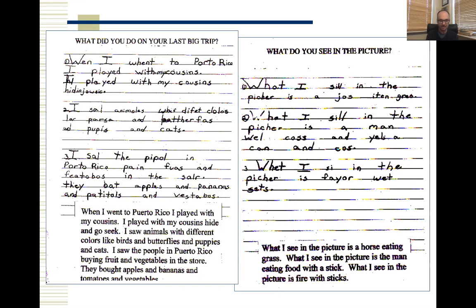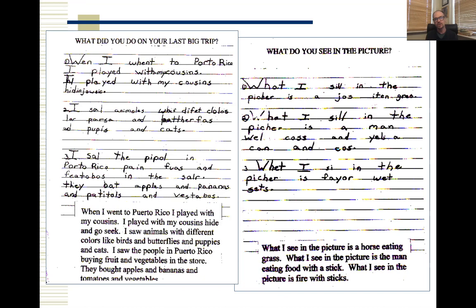I played with my cousins hide and go seek. I saw animals with different colors like birds and butterflies and puppies and cats. I saw the people in Puerto Rico buying fruit and vegetables in the store. They bought apples and bananas and tomatoes and vegetables. So the teacher is continuing to be concerned when she reads the spelling here.